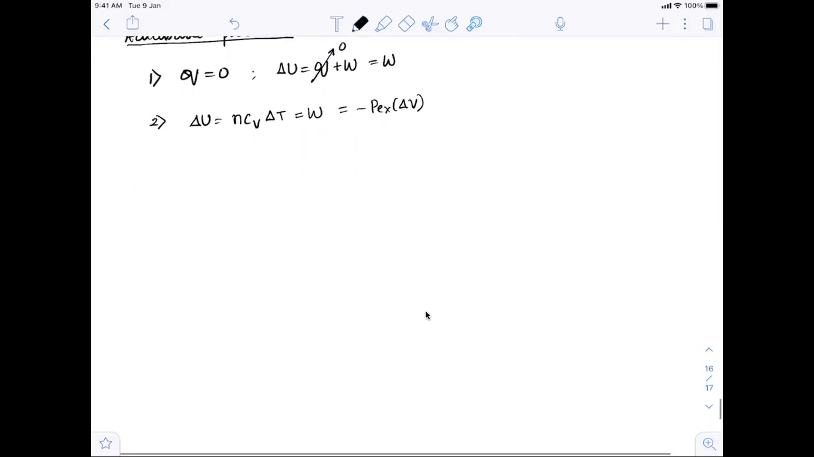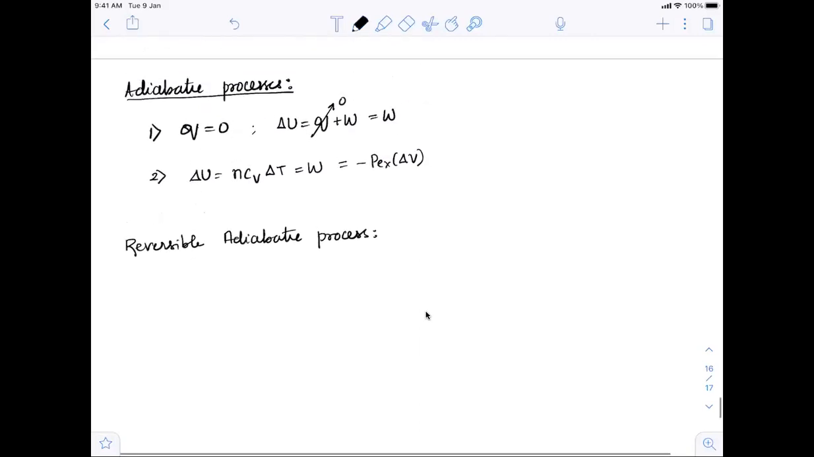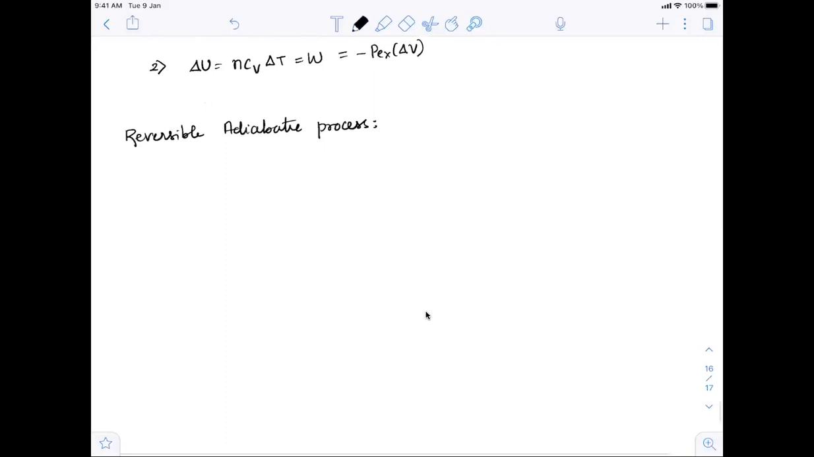Now within adiabatic, we may have reversible kind or irreversible kind. So let me first check out the reversible adiabatic process. Reversible, we always think reversible for a small change first. Suppose there is a small change in internal energy, it is because of a small amount of work that might be done. Work done will always be written as minus P dV, which is equal to dU in this case, which is nCv dT for a small change in temperature.